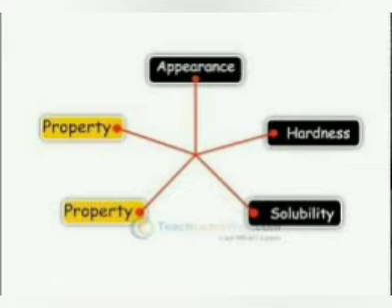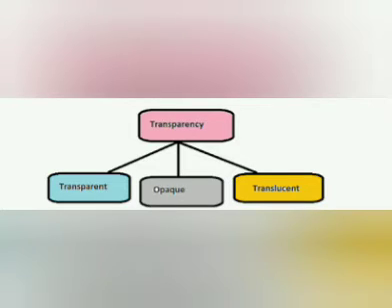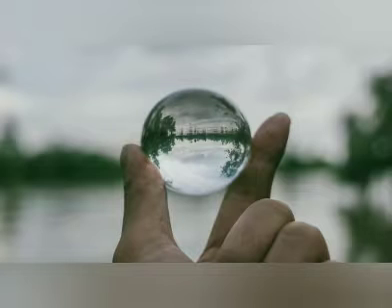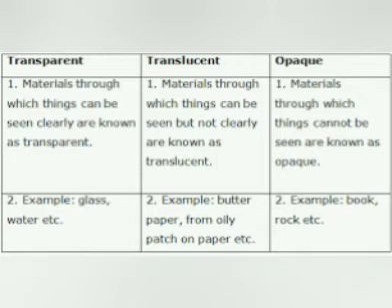Next coming to transparency. We have transparent, opaque and translucent objects. Your ability to see through an object, that is transparency. We have classified the objects into three different categories based on their transparency. So materials through which things can be seen clearly are known as transparent. Materials through which things cannot be seen clearly are translucent, and materials through which things cannot be seen at all are called opaque.